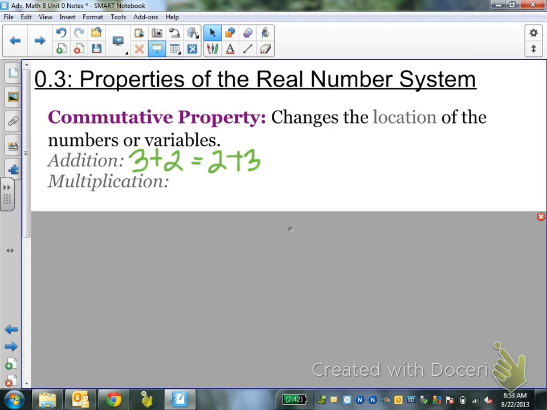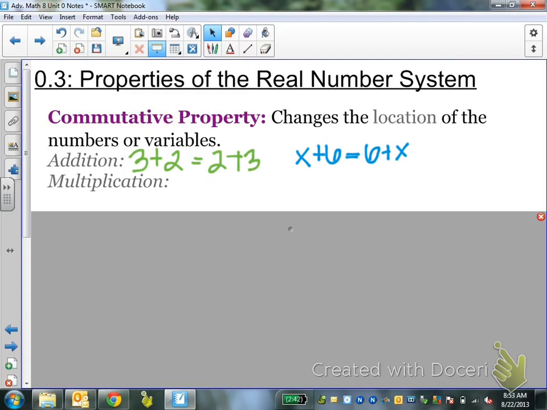This also applies to when variables are involved. So I'm going to give you another example of addition, but this time with a variable. Let's say I give you x plus 6. That is the same as 6 plus x. So with commutative property, the order is changing. You're flip-flopping them, okay?